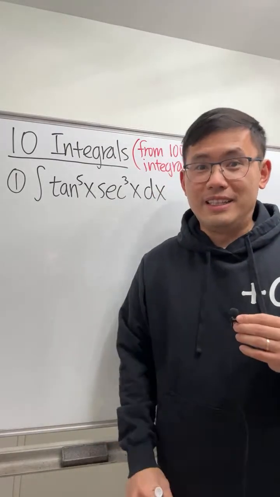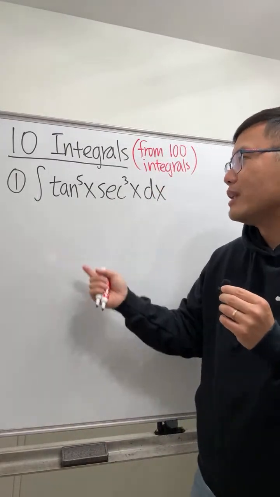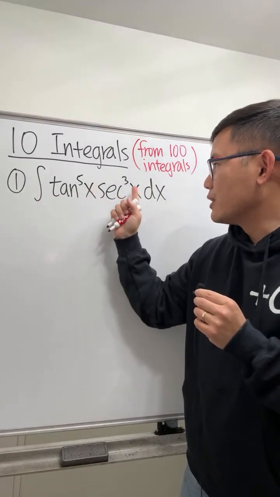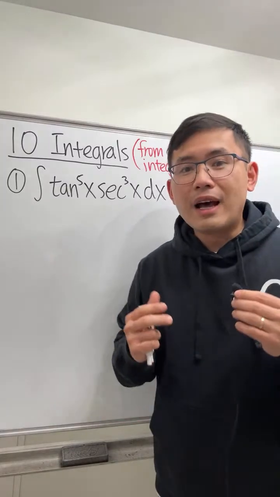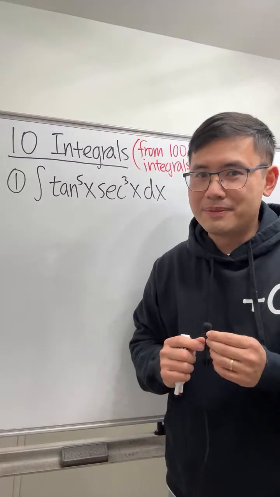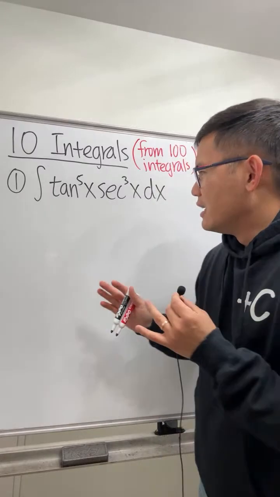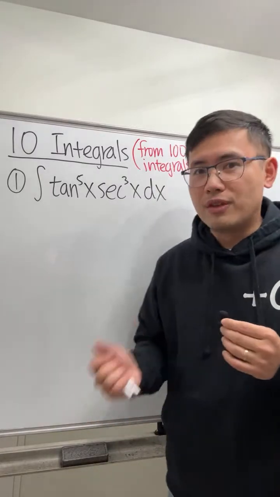And of course, I need your help. Let's take a look at the first one. We have the integral of tangent to the fifth power x times secant to the third power x dx. How do we start? I'm just going to write down the first few steps, and then once we see how it goes, then we'll move to the next one.